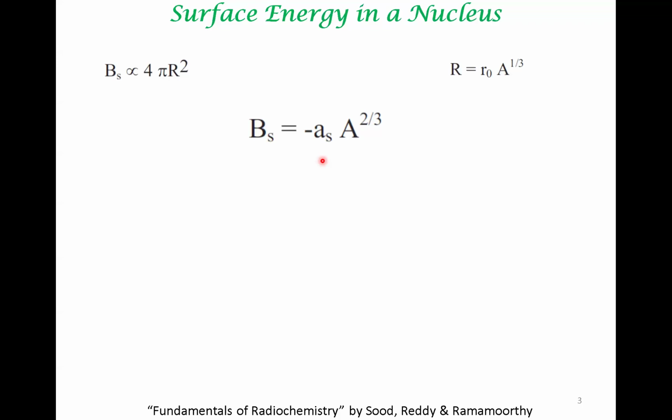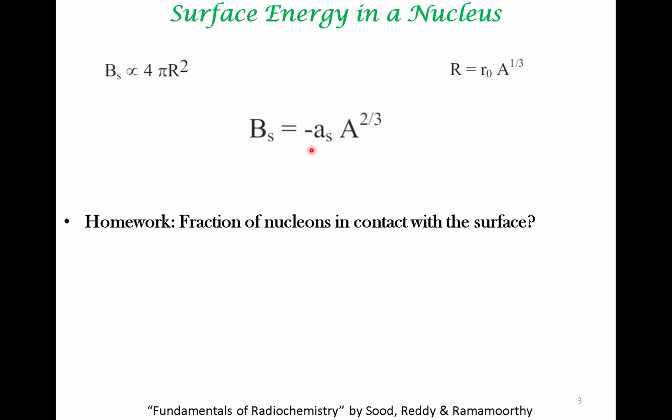Creating a surface is destabilizing in any condensed matter. So even in nuclear matter, it is a destabilizing interaction. Therefore, you have a negative sign here. A good homework for you to do is to first try to get a formula for the fraction of nucleons in contact with the surface. Okay, so that's a good homework exercise. It involves some visualization. You can come up with a formula.